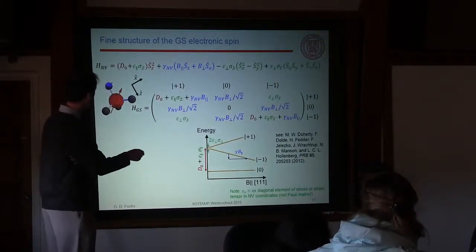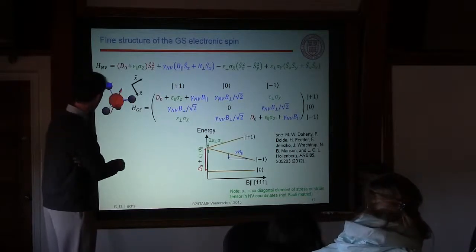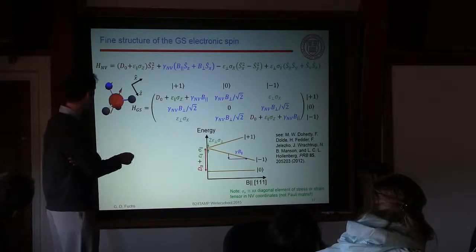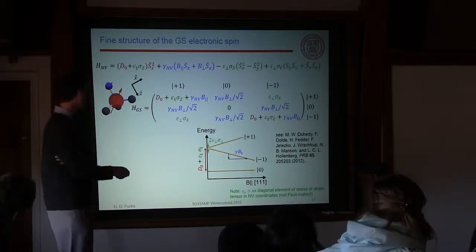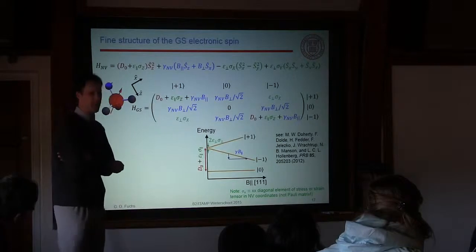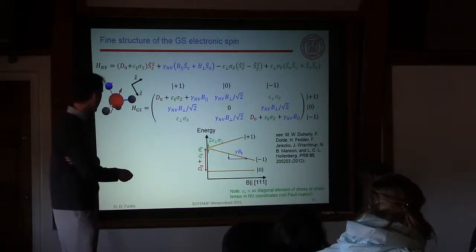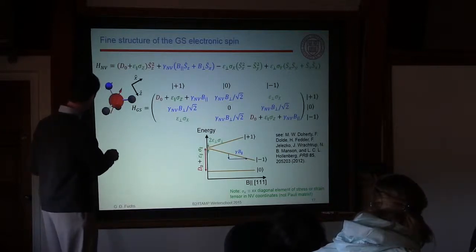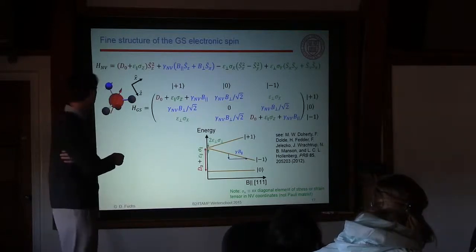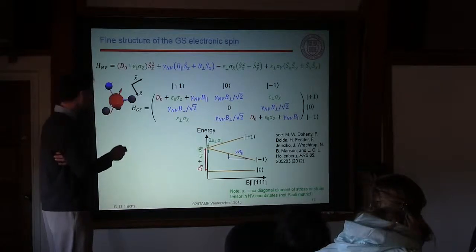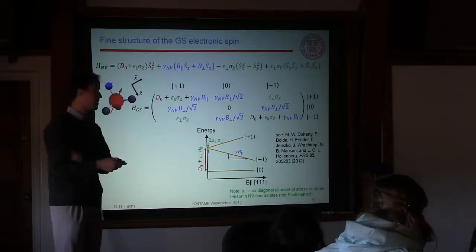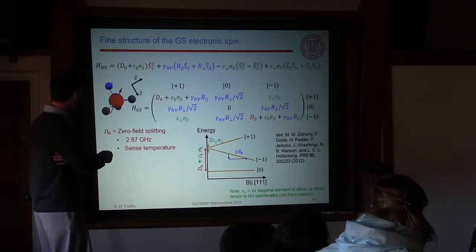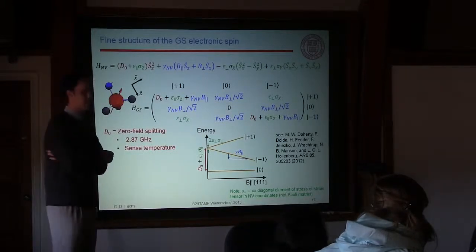I can write it out like this guy on the top. This matrix shows it to you in a formalism in the basis of plus 1, 0, and minus 1 spin projection. And then here's just a plot of the energy eigenstates of these spin levels as a function of magnetic field applied along the symmetry axis of the defect. And so what you can see is actually this shows you directly why this is a useful system. So the first thing is these red terms, these D zeros, this is the zero field splitting.